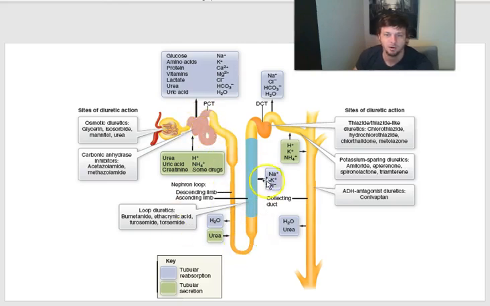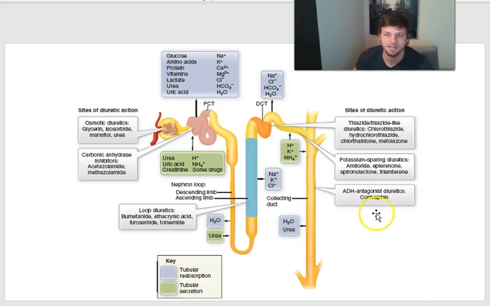Loop diuretics work on the loop. Your thiazide and thiazide-likes work here at the distal convoluted. Potassium-sparing, again, at the end of the distal convoluted. And that's where you are going to be losing a lot of potassium. And so they work here to keep potassium from being thrown out. A lot of these diuretics, you're going to see a lot of potassium wasting. A lot of potassium goes out in the urine because they're trying to keep sodium.